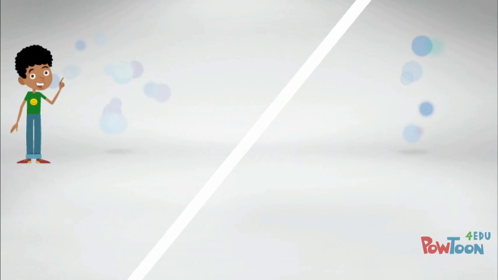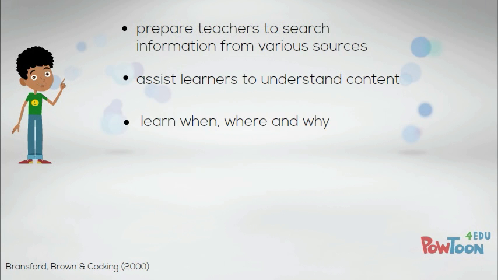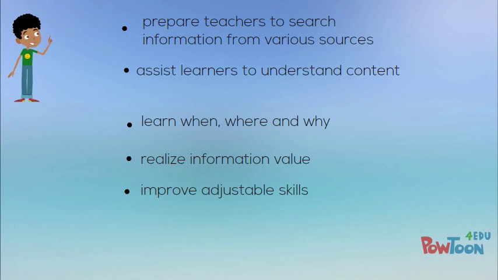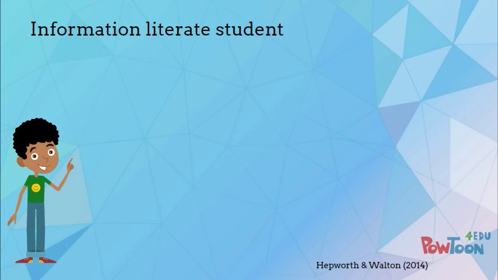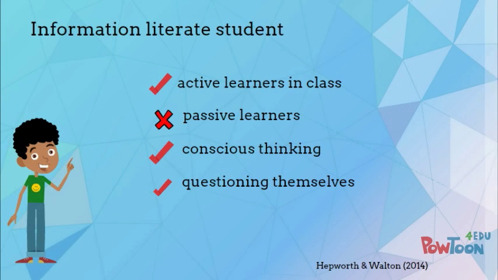Bunn suggests teachers need to be prepared to teach the information-seeking process to students in both print and electronic environments. Why? Information-literate people can help students to understand the content, to learn when, where and why to use information, to recognize the value of information, to develop adaptive expertise, to develop metacognition about their learning, and to improve the ability to teach themselves. In this way, when learners become information literate, they tend to be active players in the learning process, rather than the recipients of transmitted knowledge. They will make conscious thinking and questioning on their learning.